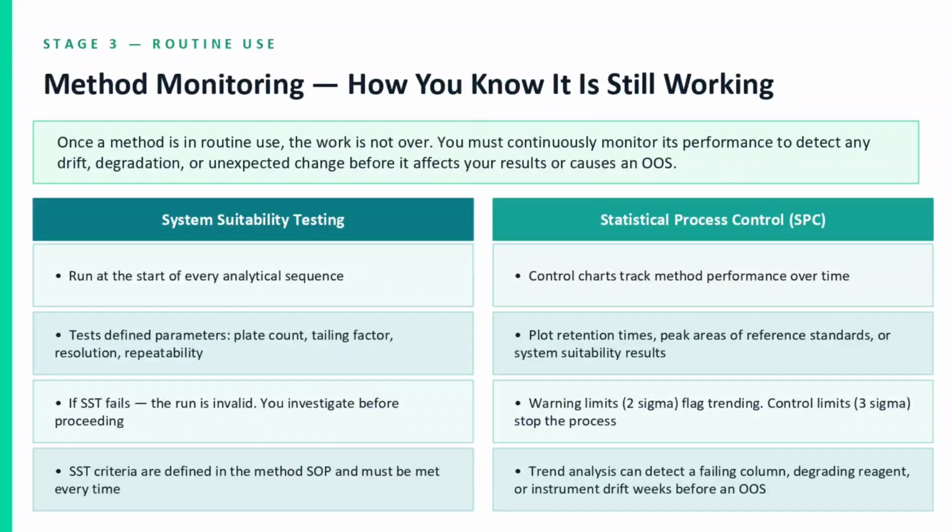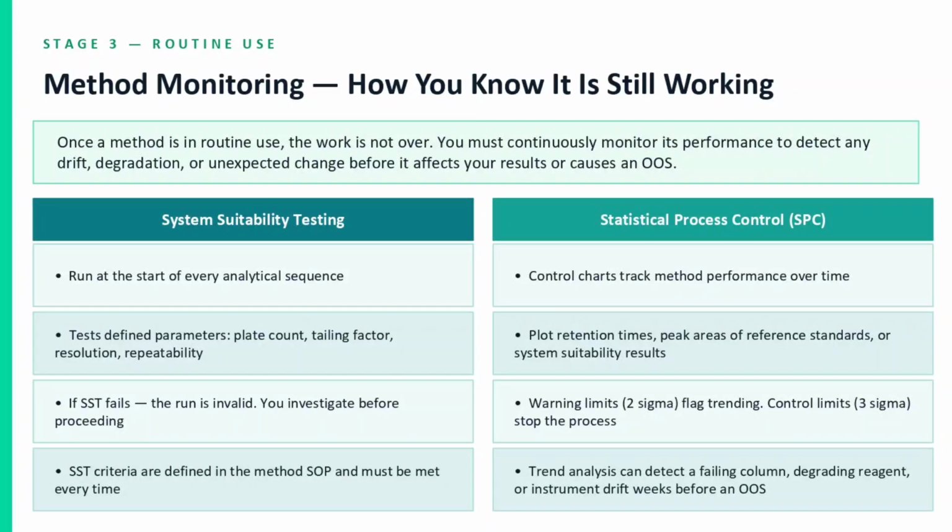This is a more powerful and proactive approach. You track method performance over time using control charts. You plot the retention time of your reference peak, the peak area of a system suitability standard, or your precision data, every single run. And you watch for trends. Warning limits at 2 standard deviations flag a drift that needs watching. Control limits at 3 standard deviations stop the process.